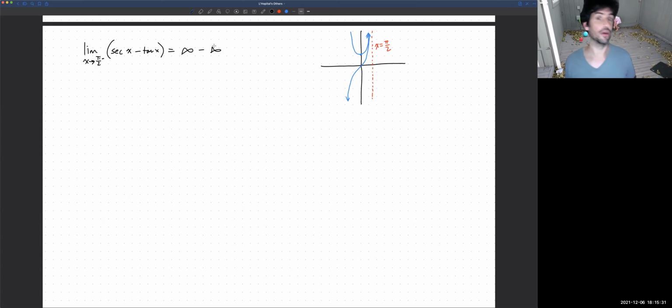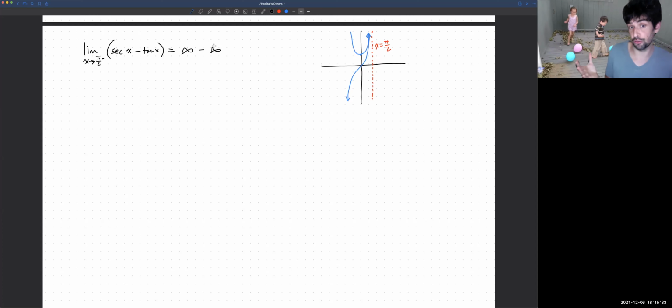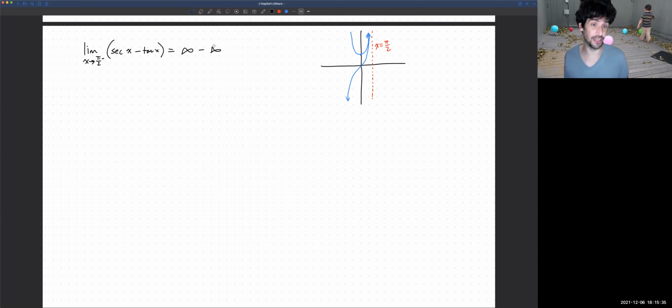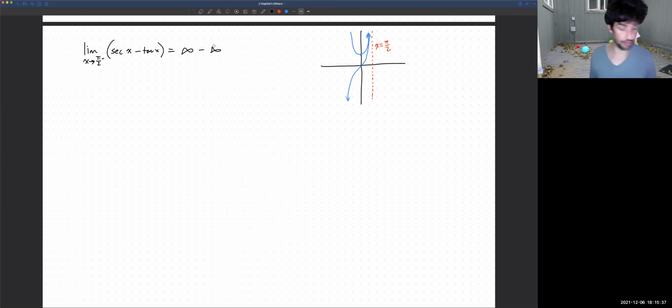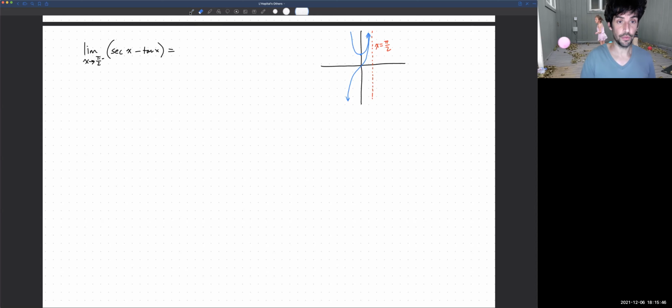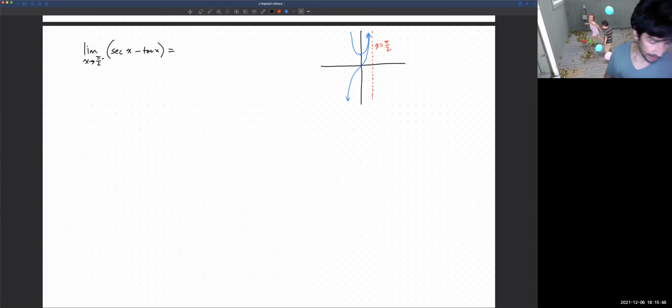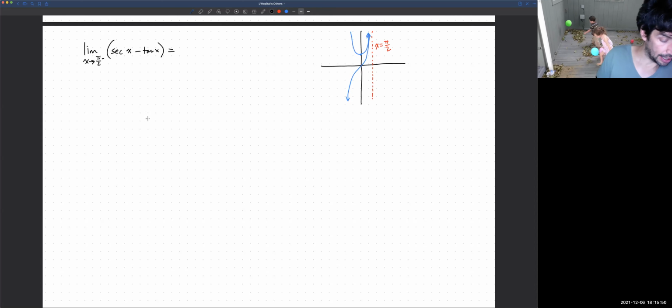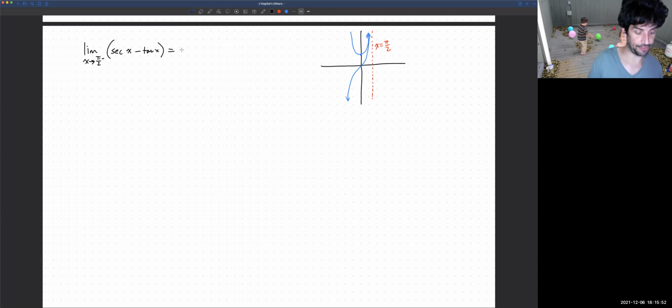This is not zero, right? Or it could be zero, but it could also be infinite. It could be negative infinity, and it could be a number in between those two. We don't know what it is, okay? So we have to do some work to see what it might be. So what we're going to do is rewrite these using their definitions.